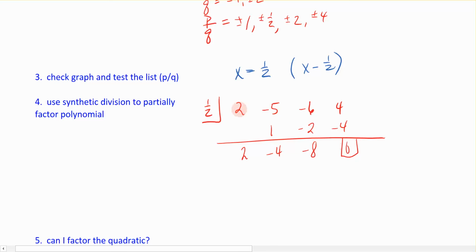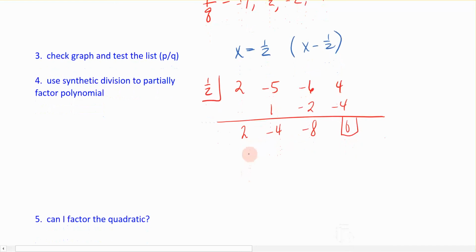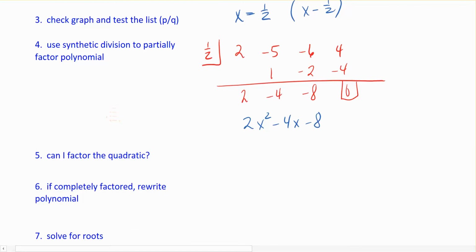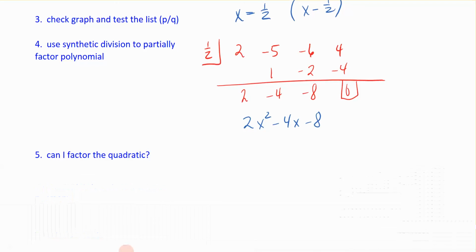Remember that my third degree polynomial, so this is the coefficient of my leading term, which is a third degree, or x cubed. When I divide it by x to the first, this becomes 2x squared minus 4x minus 8. I have a quadratic that I can in fact factor now. So let's put this together and do a little factoring. So I'm going to rewrite my function with what I know.